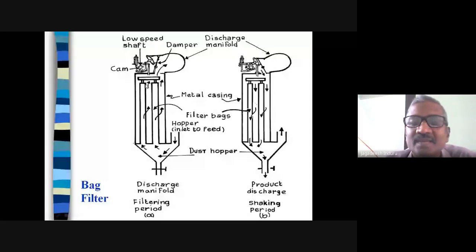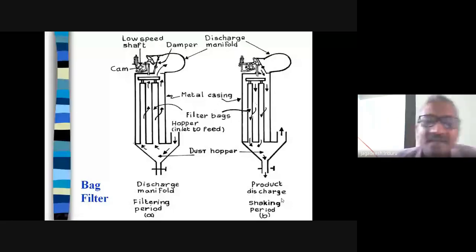After a particular period of time, this entire bag gets blocked with the powder. If you keep pumping further, what will happen? Your bag will burst like a balloon and leak. When it is leaking, both the air and your solid will go out to the discharge manifold. That is the reason that when your bag is filled with the powder, or your bag got clogged, at that time you need to start your shaking period.